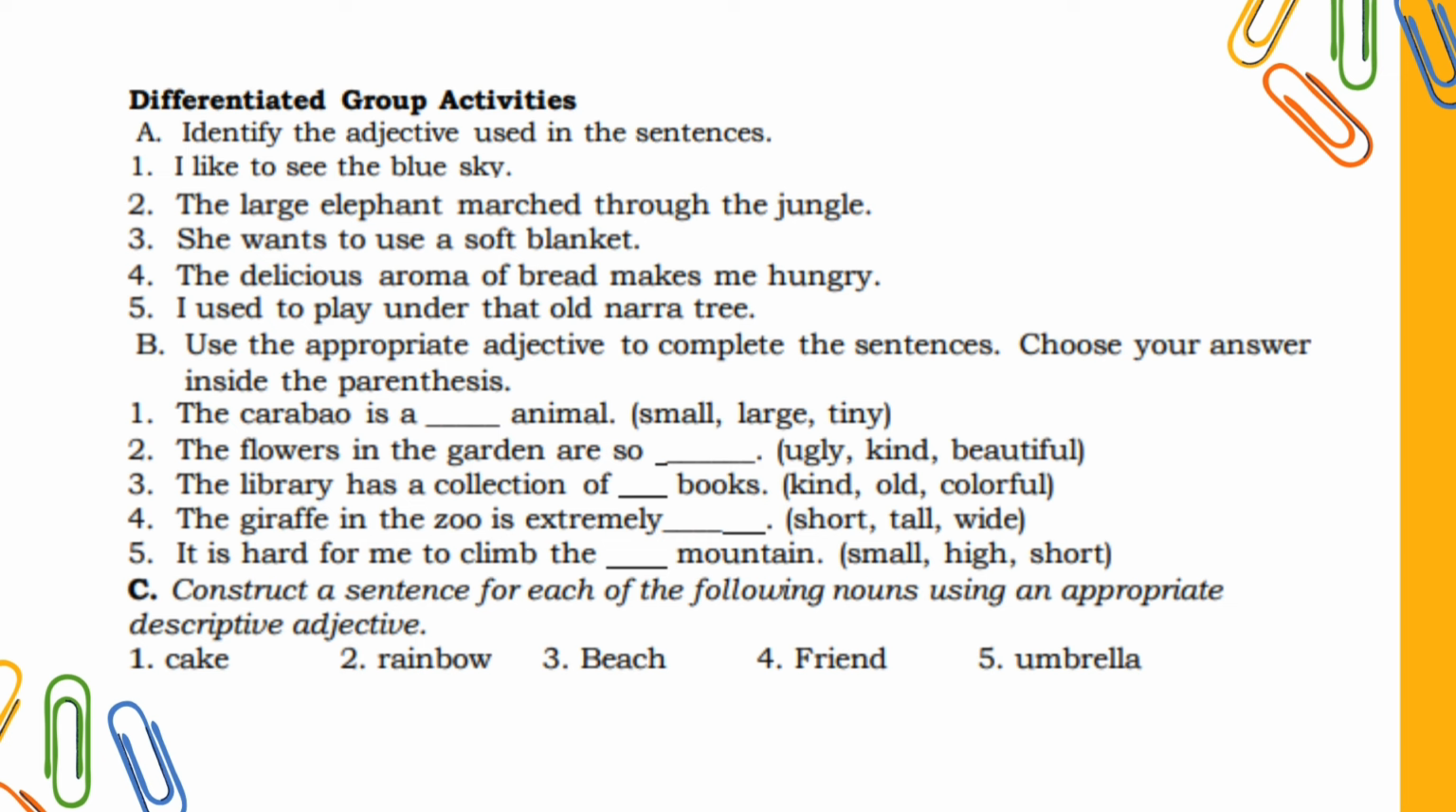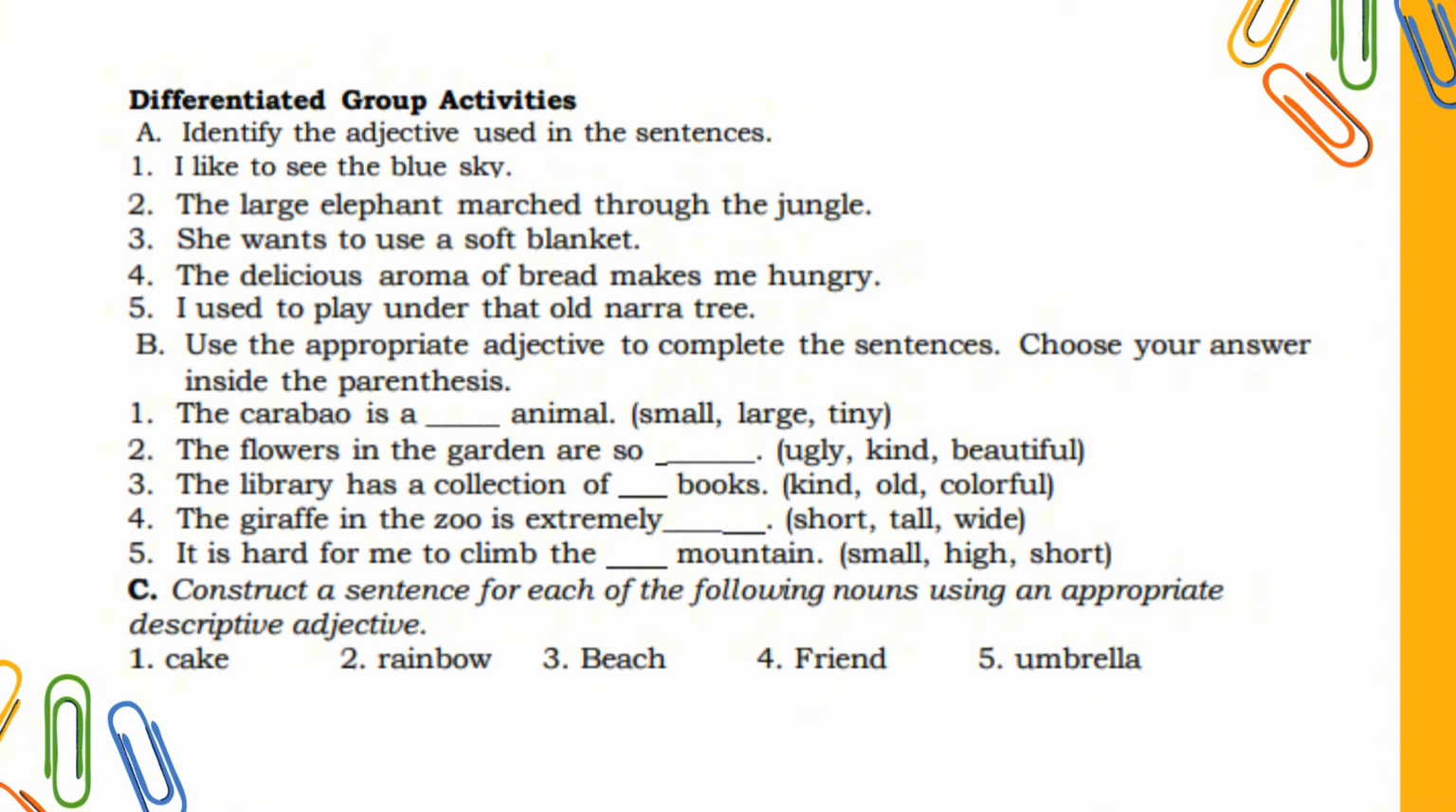So old. Now this time for letter B, use the appropriate adjective to complete the sentences. So choose your answer inside the parentheses. So the carabao is a blank animal. Is it small, large, or tiny? Of course, it is a large animal. The flowers in the garden are so beautiful. The library has a collection of old books. The giraffe in the zoo is extremely tall. It is hard for me to climb the high mountain.